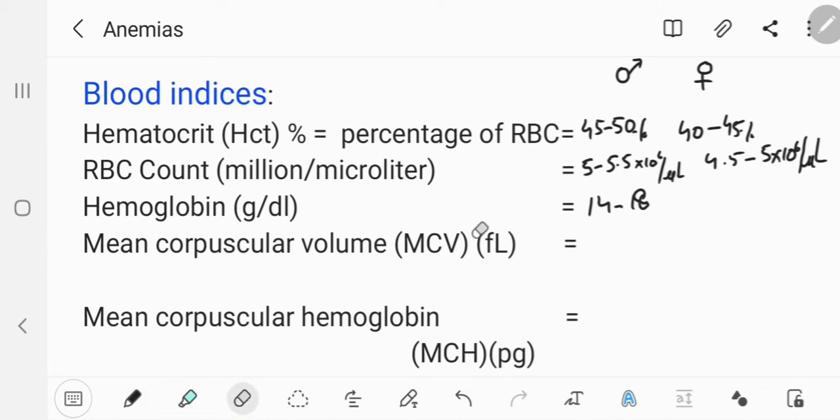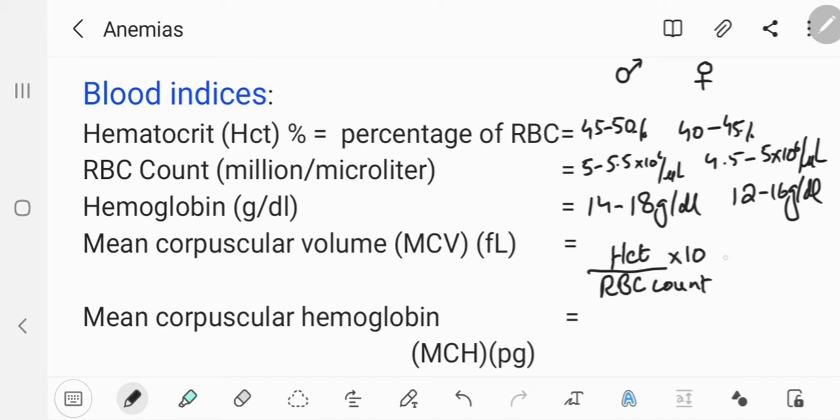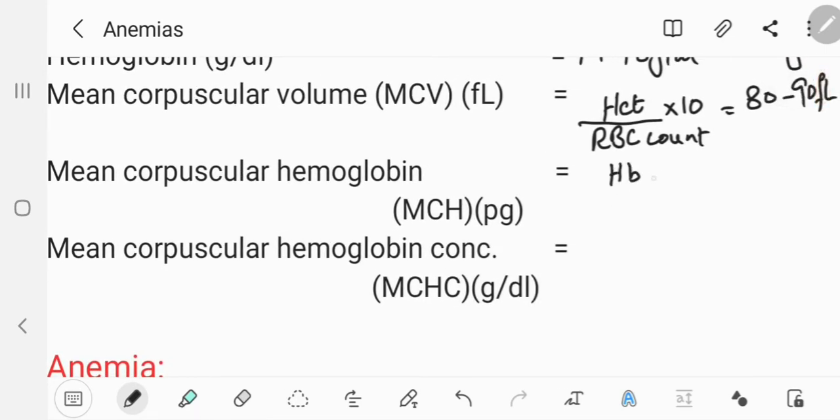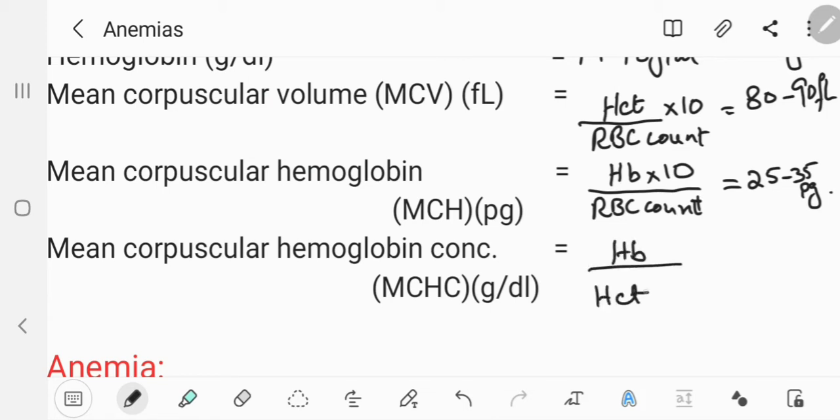Hemoglobin's normal value is 14 to 18 grams per deciliter for males, and for females it is 12 to 16 grams. Mean corpuscular volume is the volume of the RBCs, which is almost 80 to 90 femtoliters, and mean corpuscular hemoglobin is almost equal to 25 to 35 picograms, while the mean corpuscular hemoglobin concentration is equal to 30 to 35 grams per deciliter.